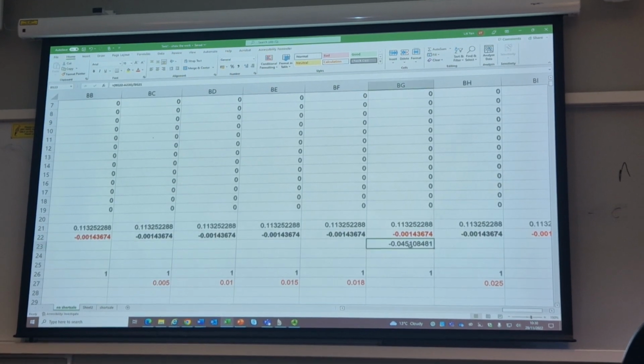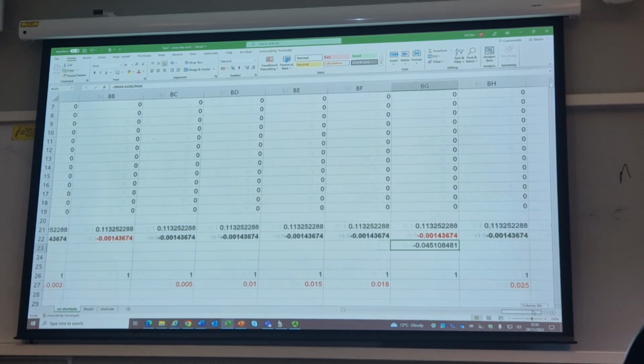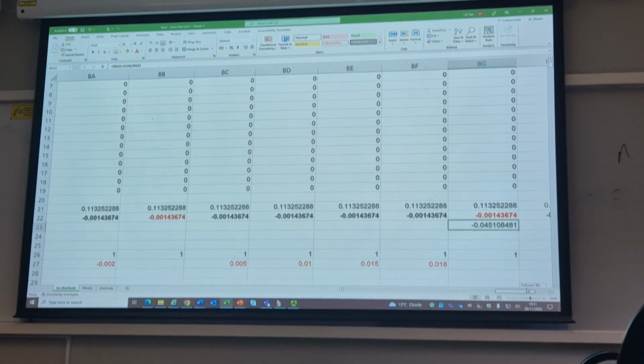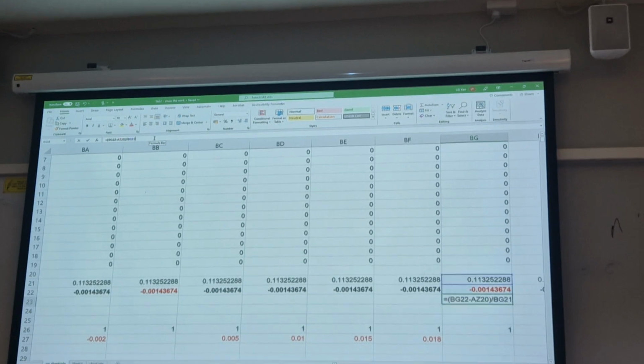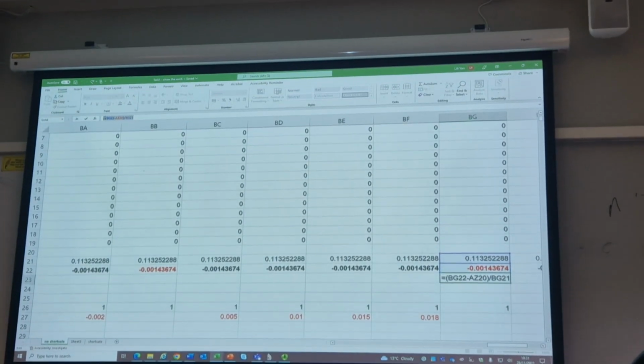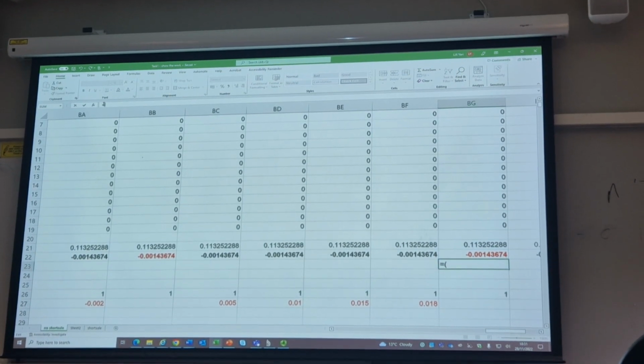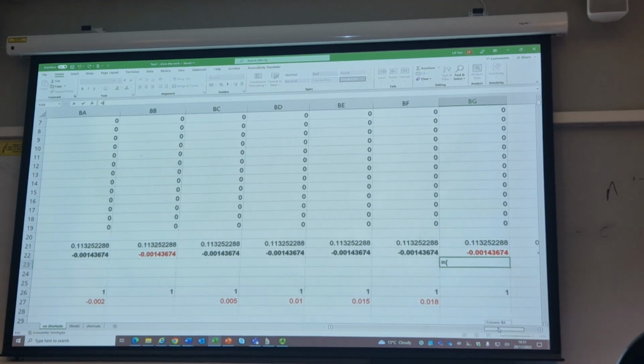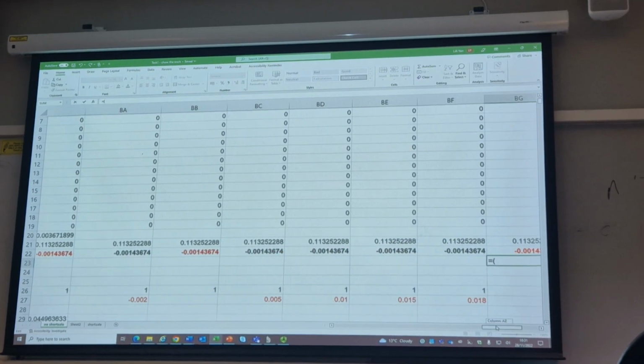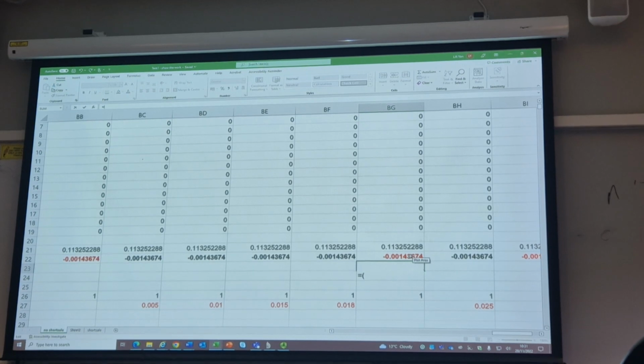So I calculated the Sharpe ratio of the tangency portfolio first. So the Sharpe ratio, remember, to calculate the Sharpe ratio, we start with the return of the portfolio. So I just put the row of the return. So this is the return.